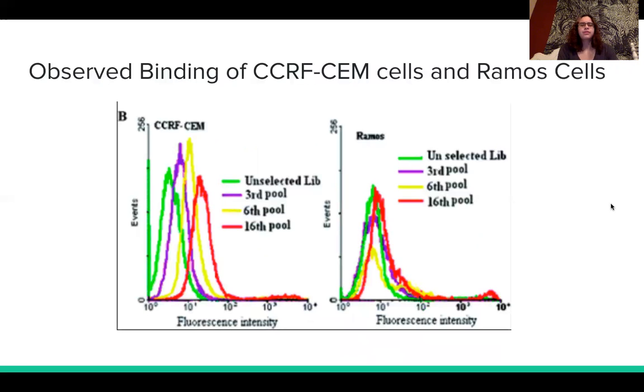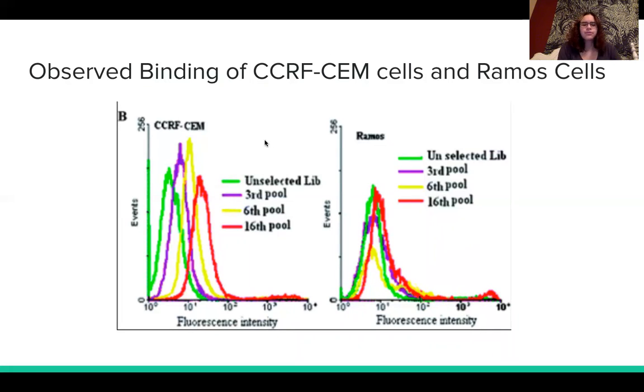For their research, in order to make cell-based aptamers from cancer cells and observe the binding affinity, they used CCRF-CEM cells as the positive control, or the target cells, and the Ramos cells as the negative control. The CCRF-CEM cells come from acute lymphoblastic leukemia, while the Ramos cells come from Burkitt's lymphoma.